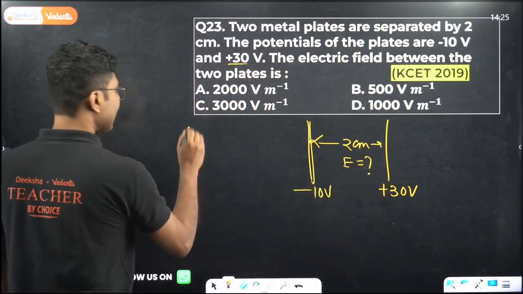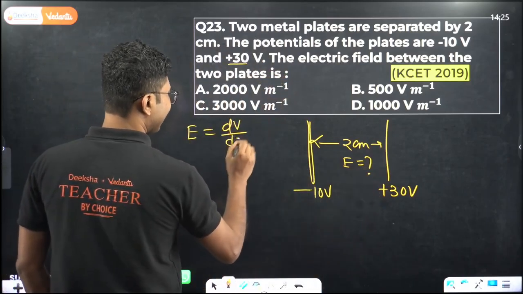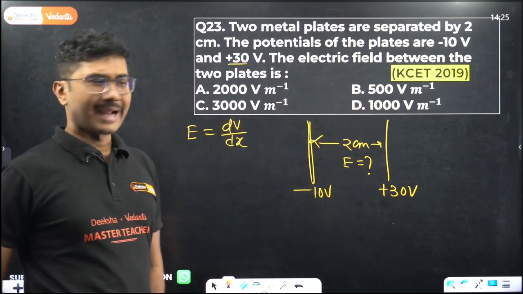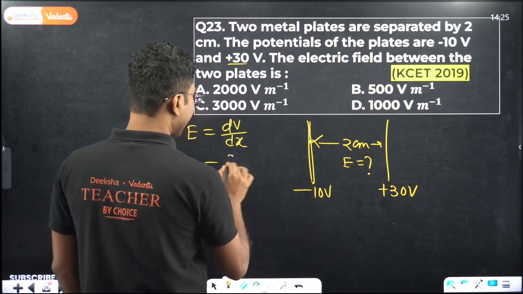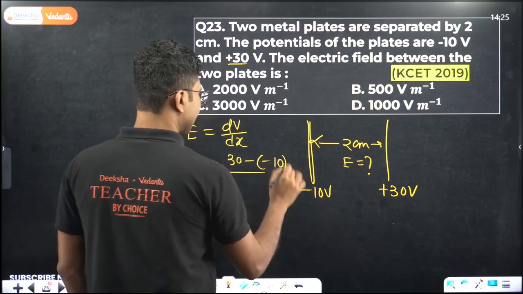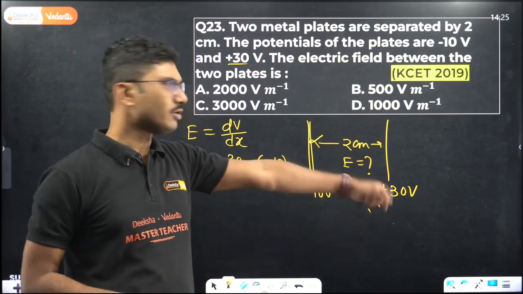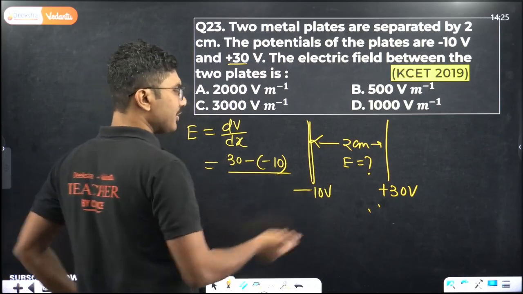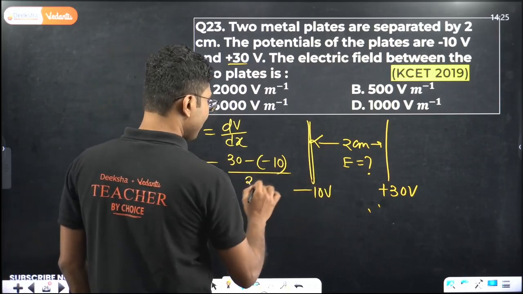So electric field is again dV by dx. Now again there is a negative sign. I am ignoring it for the time being because only magnitude is important. So dV is basically the highest voltage minus the lowest voltage, the change in voltage, the difference in voltage. You can take minus 10 minus 30 also, or 30 minus minus 10 also. Both ways, because we are taking positive values, we are using this, and the distance is 2 centimeter.